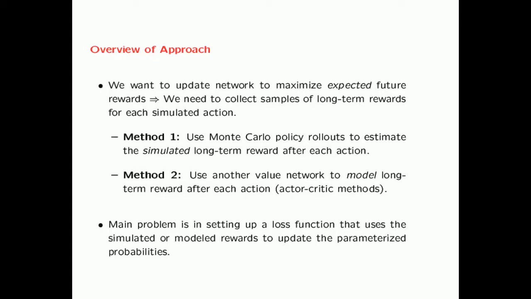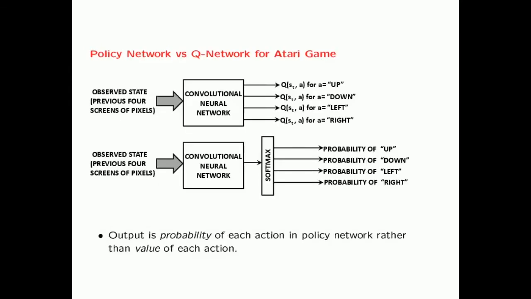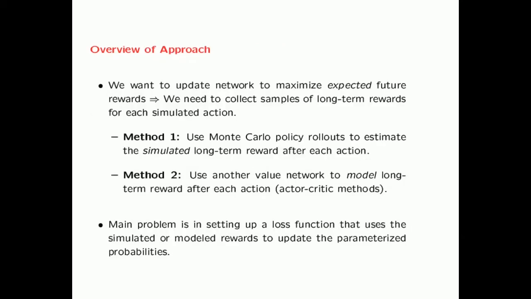One, of course, is Monte Carlo policy rollouts to estimate a simulated long-term reward for each action. So for this neural network, for example, if you're playing an Atari game, then at each step of the game, you can sample an action, move to the next step, then again sample the next action and so on. And then you can collect the rewards over all the states and compute the expected long-term reward using this simulation. So that's your standard Monte Carlo rollout.